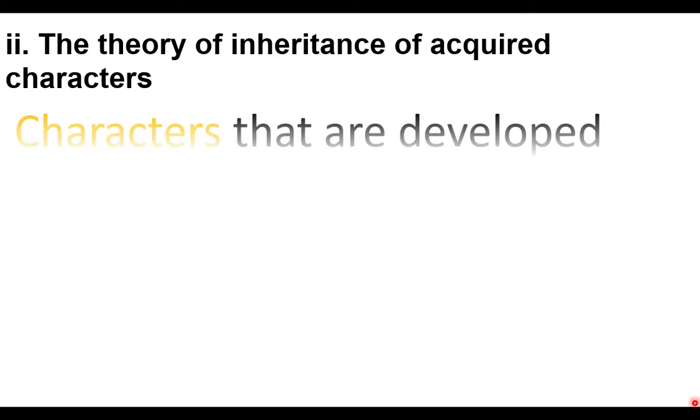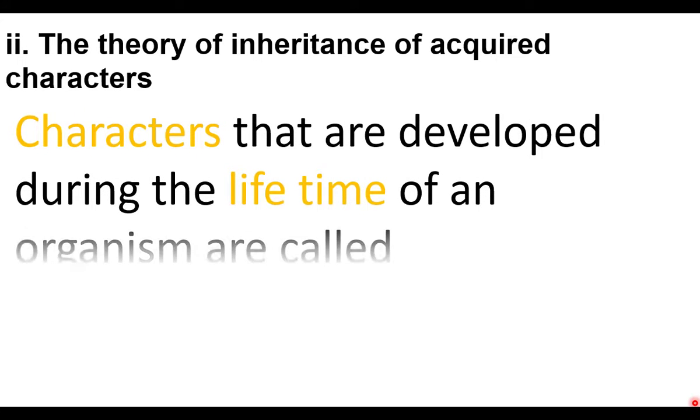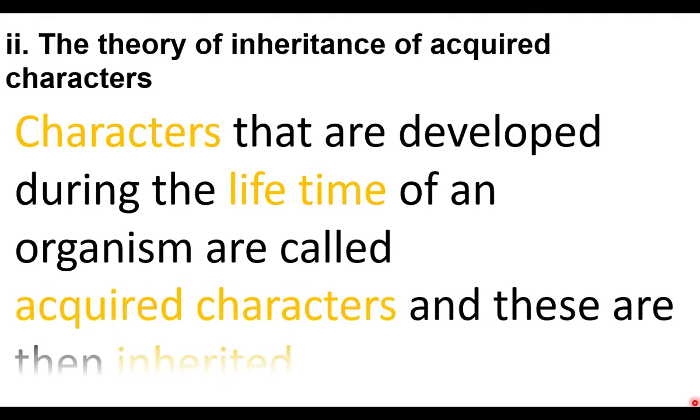The second part of the theory is the theory of inheritance of acquired characters. We know the meaning of the word inheritance, that is passing of characters from one generation to another generation. What are acquired characters? Characters that are received by an organism after birth. The characters that appeared after birth are inherited. That is the meaning of this theory. According to this theory, characters that are developed during the lifetime of an organism are called acquired characters. These acquired characters are inherited. Characters that appear after birth are inherited.